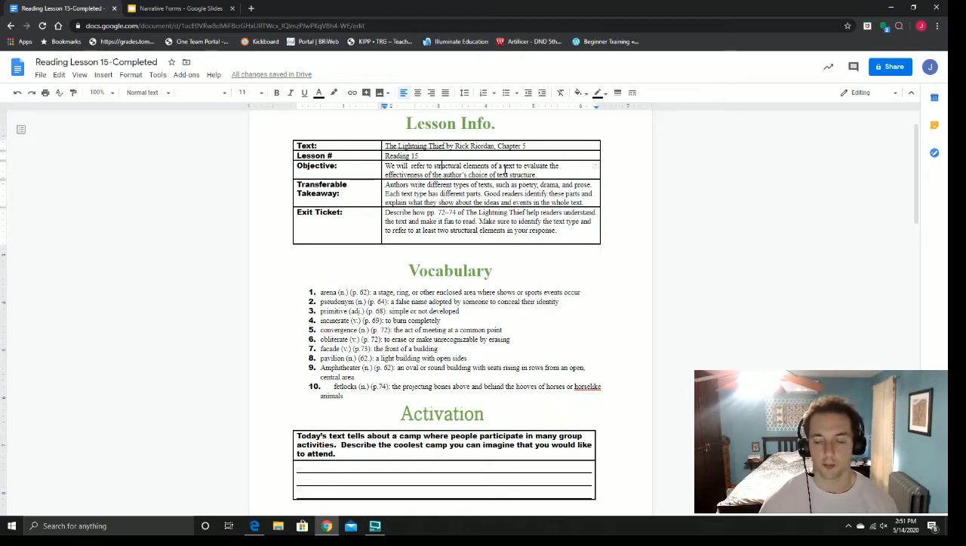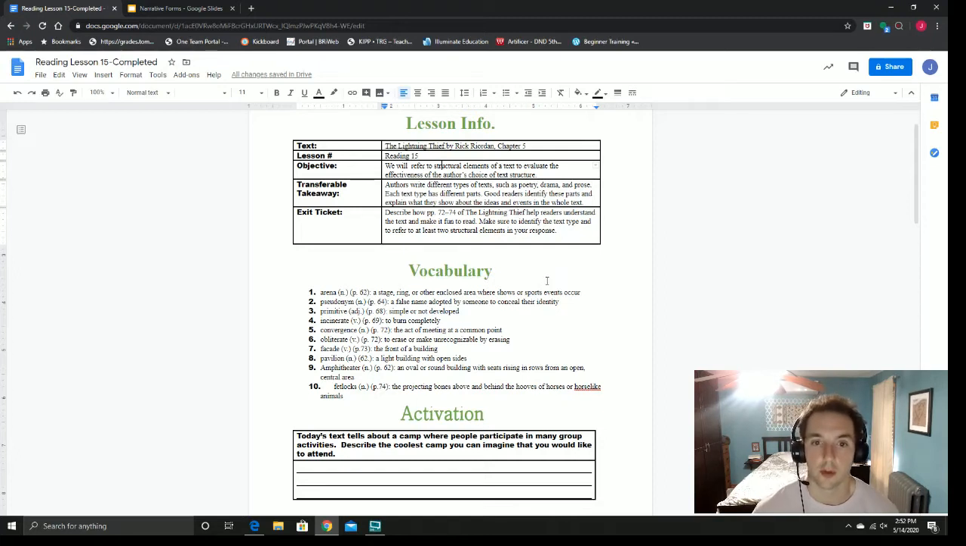Like if this were a poem, we would be looking at the rhyming words or at the line breaks. It is not a poem, but we're going to be looking at the different elements of the text to see if the author chose a good text, a kind of writing, to tell the story or make the point that he is trying to make.